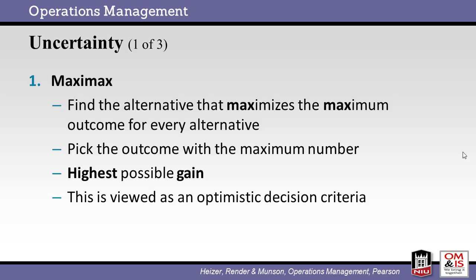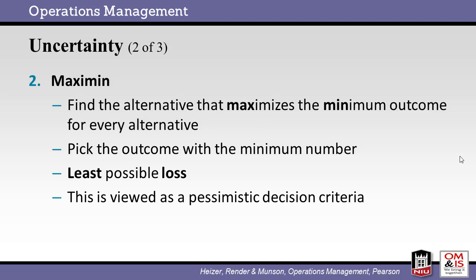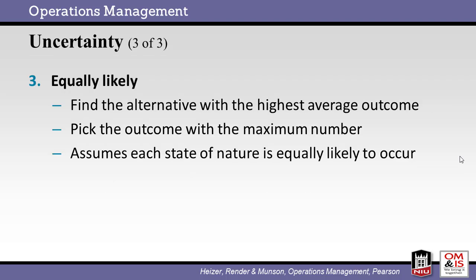The most optimistic outcome is the maximax. This is the maximum outcome for every alternative or the highest possible gain. The most pessimistic outcome is the maximin. This is the lowest outcome for every alternative or the least possible loss. For the equally likely value, we find the alternative with the highest average outcome, assuming that each state of nature is equally likely to occur.